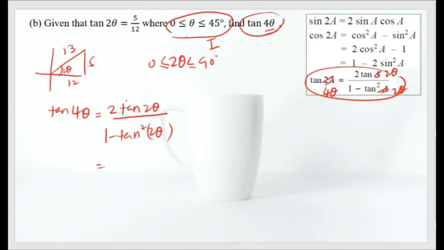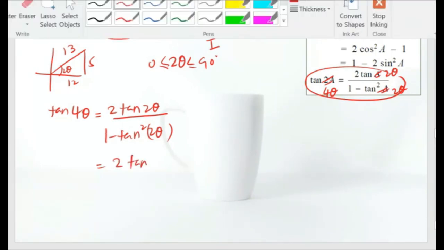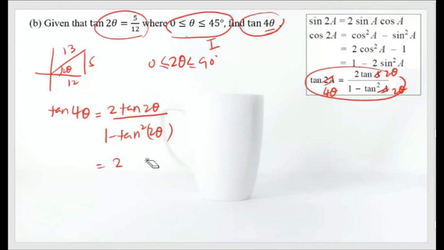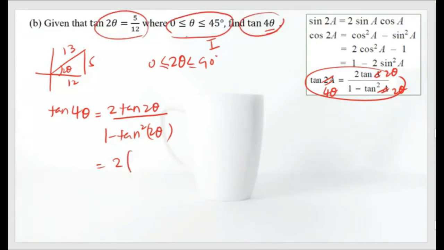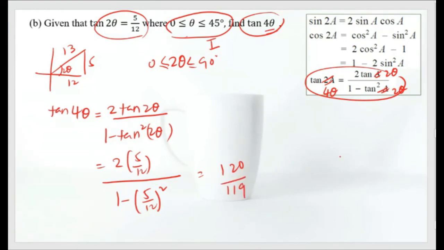Okay, what we need to do is we just substitute the value. 2 tangent 2 theta. Tangent 2 theta equals what? 5 over 12. 5 over 12 over 1 minus 5 over 12 square. So just use calculator to press. You get the answer 120 over 119. Okay.